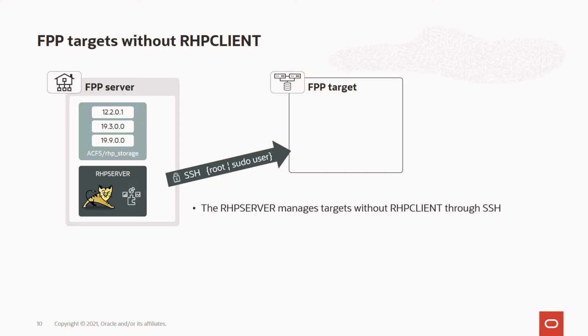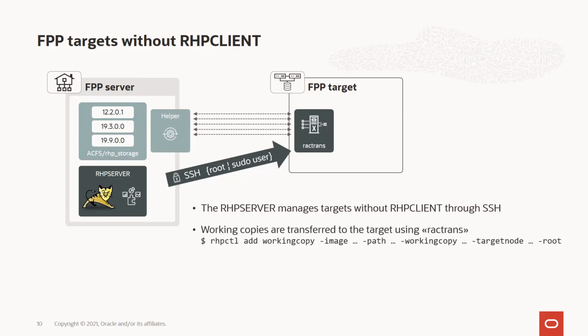Once we have this credential set, FPP can manage the target and copy the software using RackTrans. RackTrans is a tool that has been developed internally by Oracle for moving a big amount of files, eventually also of a big size. This is used, for example, when we do a cluster installation: we install everything on the first node, and then the copy on the second node is done by RackTrans, where we use the same mechanism to copy the images from the FPP server to the FPP target.